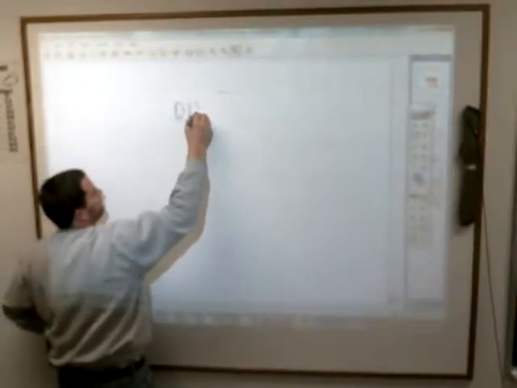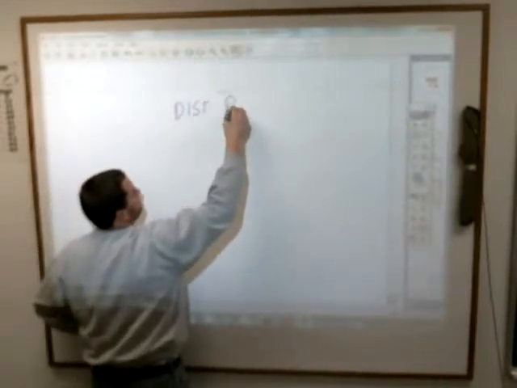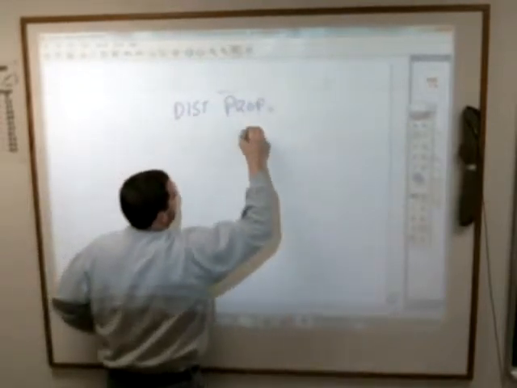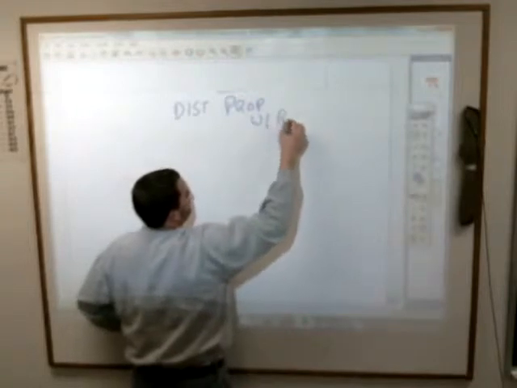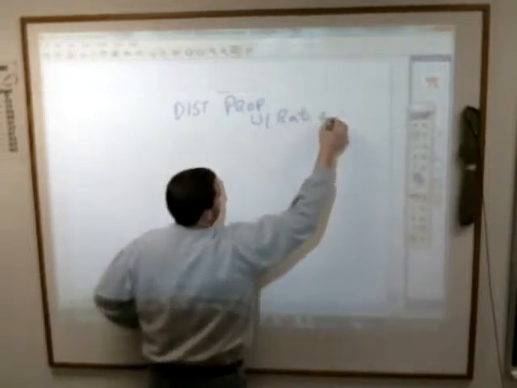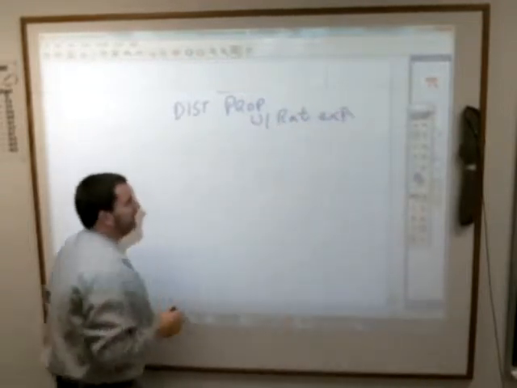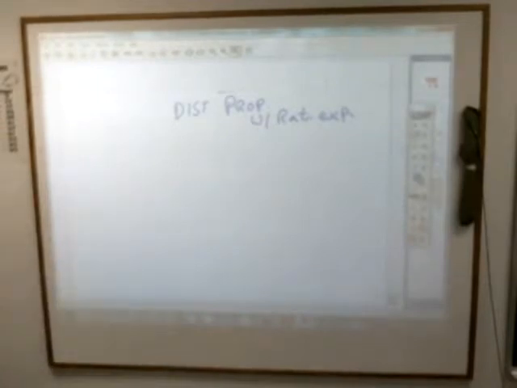Distributive property with rational expressions. And I'm going to write this down. I'm actually going to do a harder one first, I think. Write this down. B cubed.